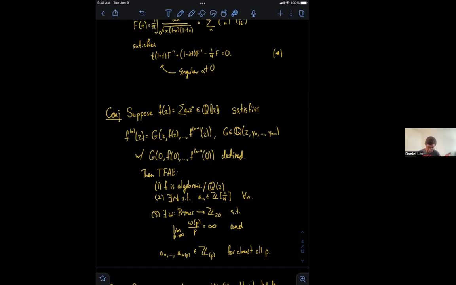And then 3 is a bit more complicated. It says that for each prime, you only have to look at the first few coefficients. The way we're formalizing that is that there's some function from primes to integers which grows faster than any multiple of p. Call that function omega. So that the first omega coefficients don't have p in the denominator for almost all p. So think of omega as like p log p or something like that. And the statement is just that the first p log p coefficients of the Taylor expansion don't have p in the denominator for almost all p.